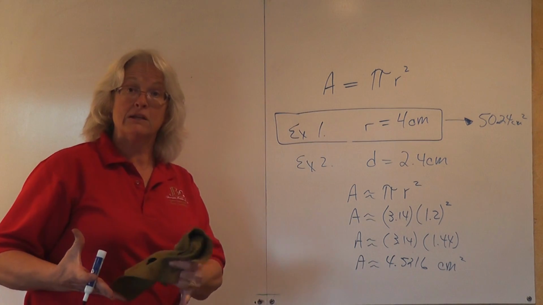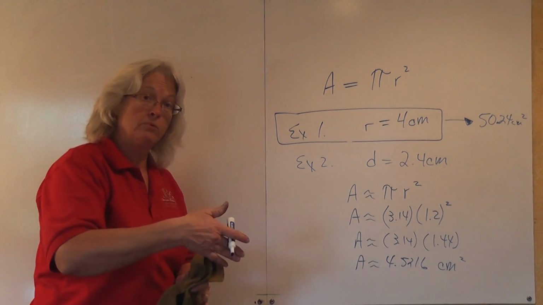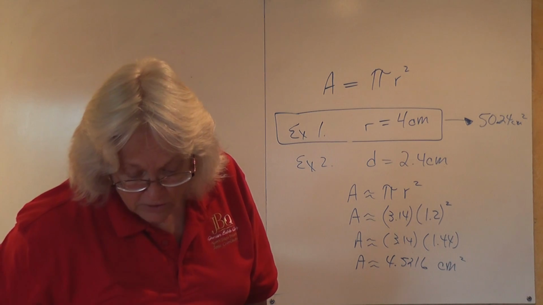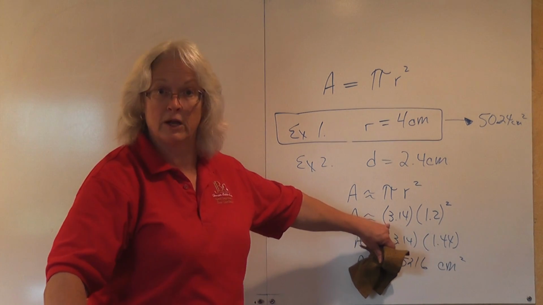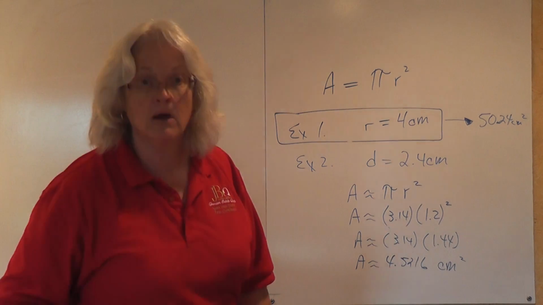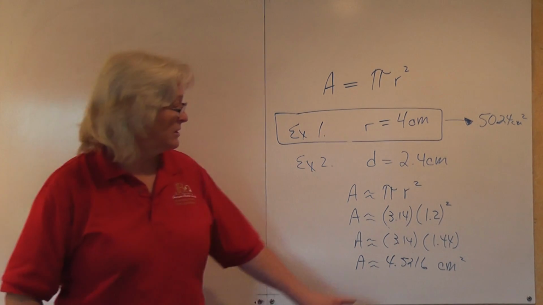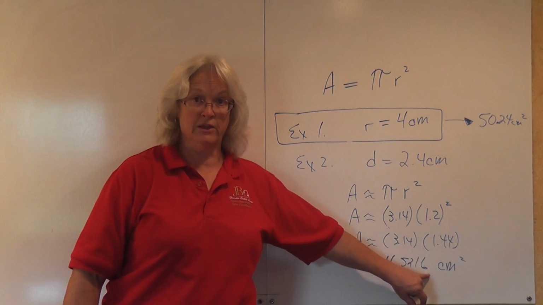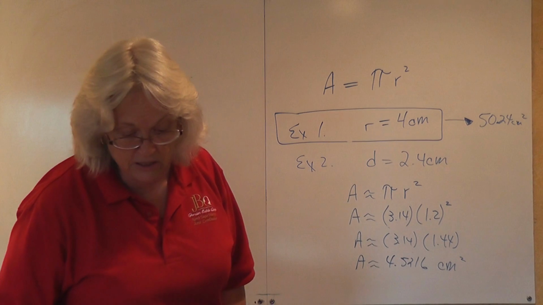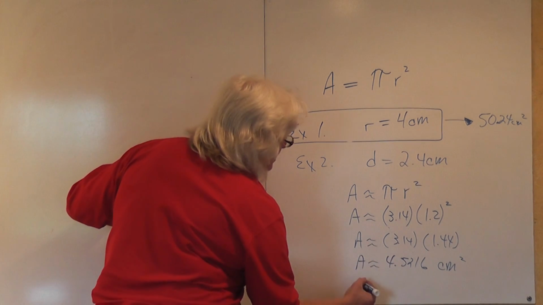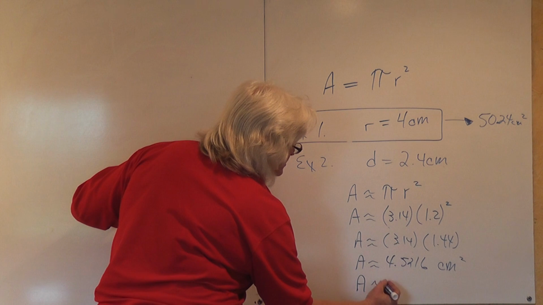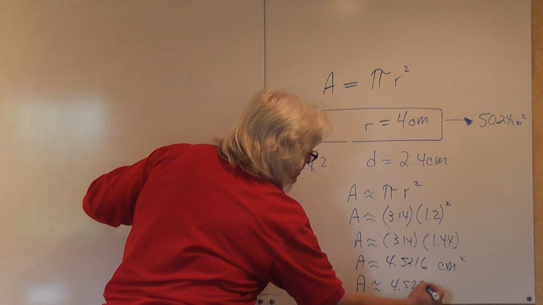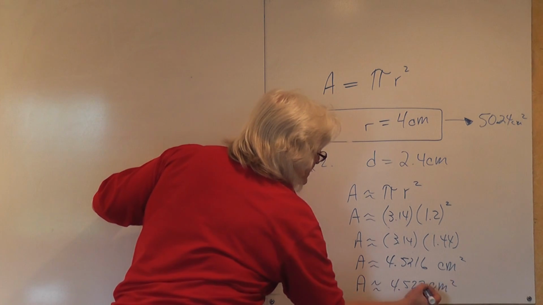Is this our correct answer yet? Go back to your problem and see. Your problem says, find the area of each circle, use 3.14 for pi, an approximation. Then it says, round to the nearest thousandth. Is this rounded to the nearest thousandth? Tenths, hundredths, thousandths, ten thousandths. So in order for your answer to be exactly correct, you have to round this. So the area of this second circle is approximately 4.522 square centimeters.